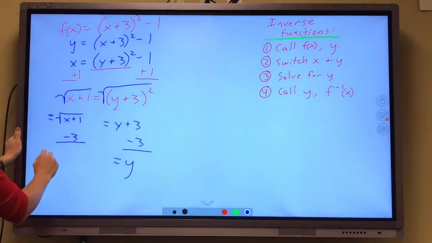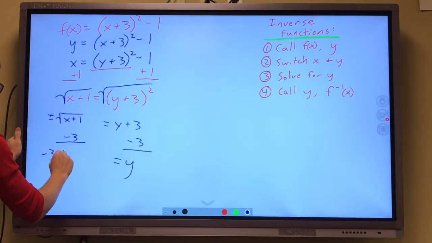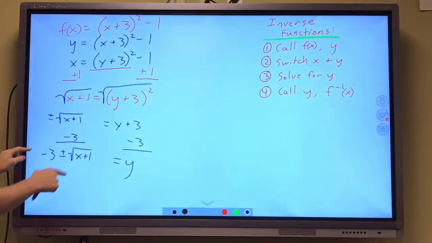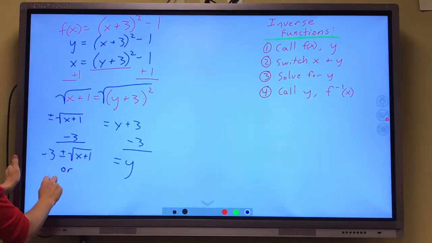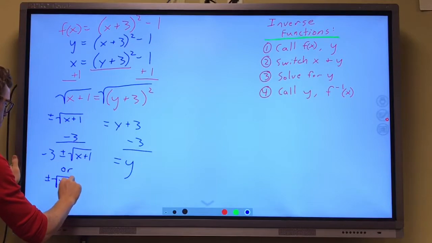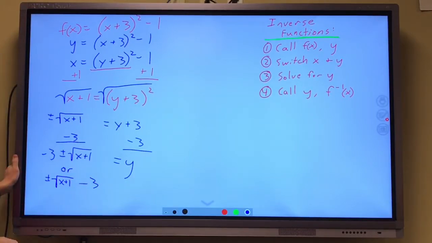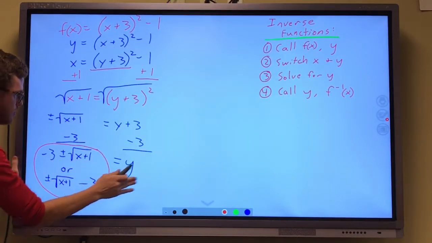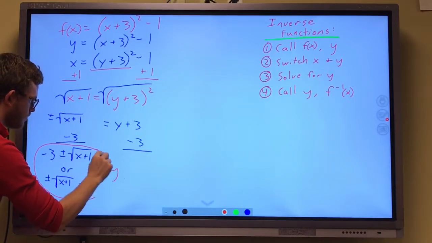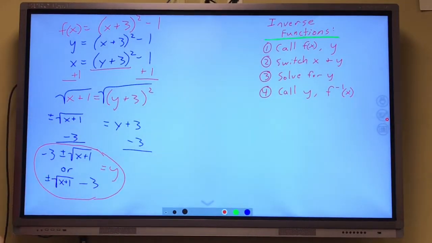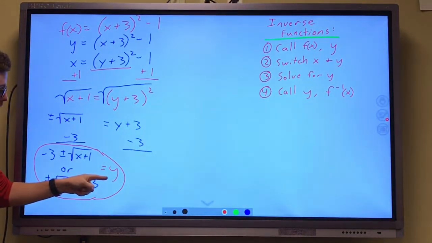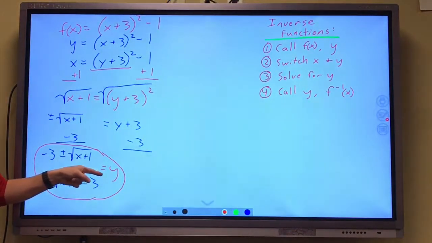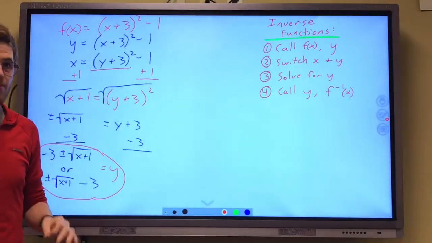And on this side, we've got negative 3 plus or minus the square root of x plus 1. You could also write this as plus or minus the square root of x plus 1 minus 3. We could write it either way here. Either way, this equals y. We could put the negative 3 in the front, or we could put negative 3 in the back. And our final step is we don't want to call this y. I know I circled this so that I can make a point. We could show it either way, but we don't want to call this y. We want to make sure we know this is the inverse of our original function.